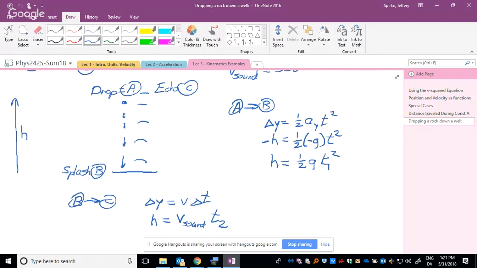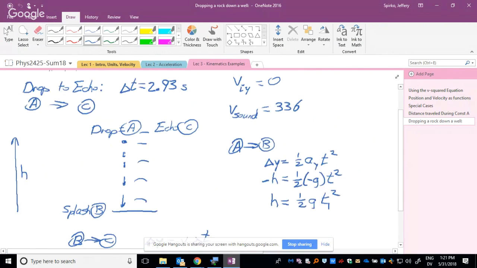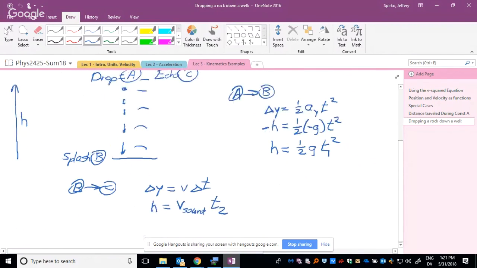I haven't made use of the 2.93 seconds. So how is the 2.93 seconds related to my unknown variables? Yeah, it's the 2 times added together. So T1 plus T2 equals T total. So those three equations are the equations that you have to solve in order to get a final answer.